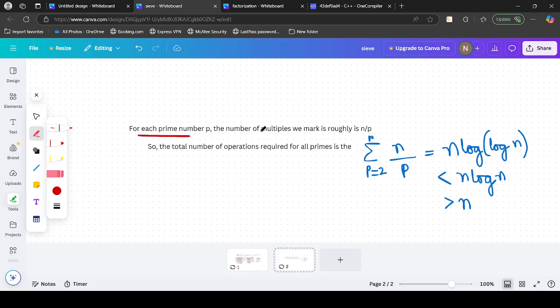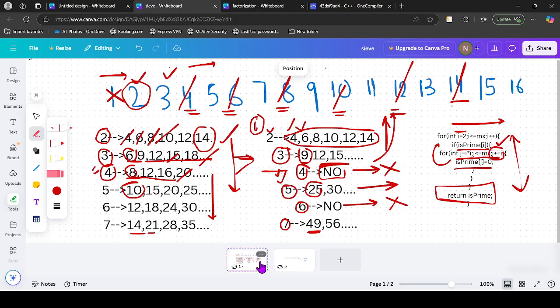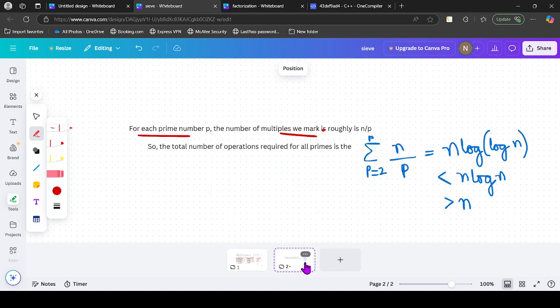For each prime number, the number of multiples we mark is roughly n by p, because we are entering this loop only if the number is prime. If the number is not prime, we will just increment I and go to the next number. And similarly, if we enter the loop, the maximum number of iterations is mx by p, because for a prime number p, we are always incrementing by p. So first will be 2p, then 3p, and 4p, and so on up to mx. So the maximum number will be mx by p, because we are incrementing by p every time. So it is n by p, approximately the number of multiples we mark.